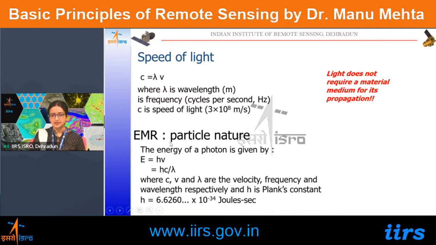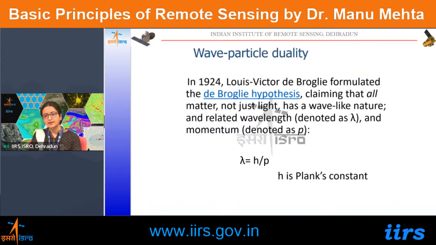Now coming to the particle nature, we can calculate the energy of the photon using this relation: the energy is directly proportional to the frequency of light. For one photon, E is equal to h into nu, where h is the Planck's constant. If you have n photons, this is multiplied by n, giving n into h into nu. So these are some basic terms associated with electromagnetic radiation, and finally we put it into wave-particle duality.